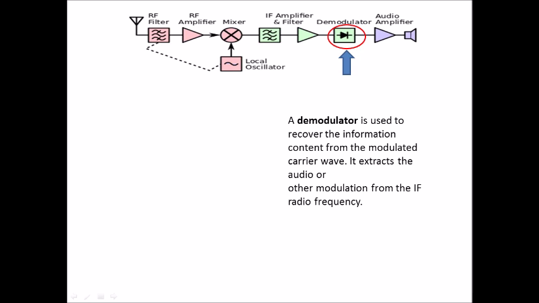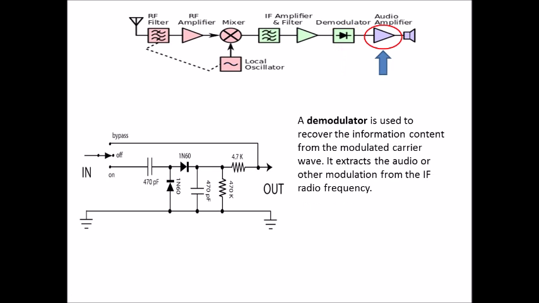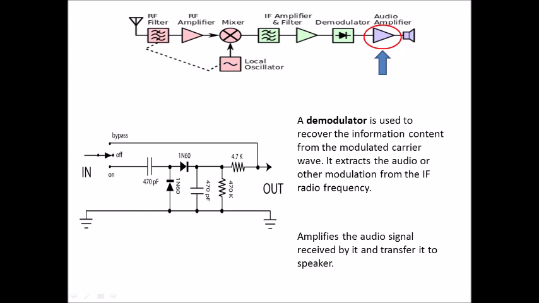The signal is then passed into a demodulator. Demodulation is basically extracting the original information-bearing signal from a modulated carrier wave. A demodulator is used to recover the information content from the modulated carrier wave. It extracts the audio or other modulation from the IF radio frequency. The extracted signal is amplified by the audio amplifier and is then fed into a speaker.